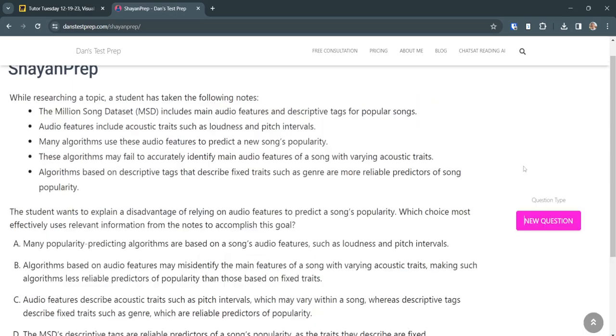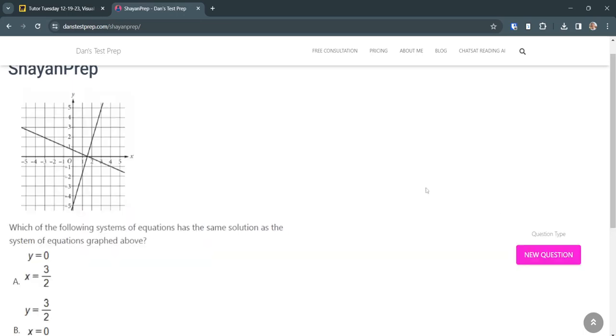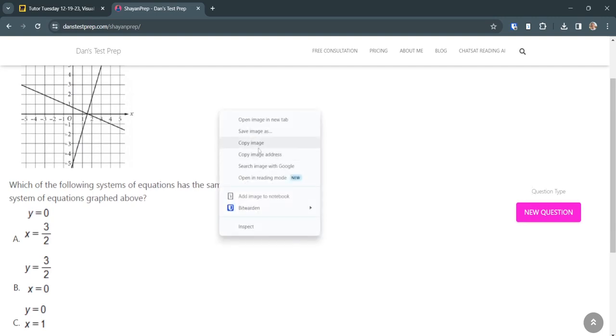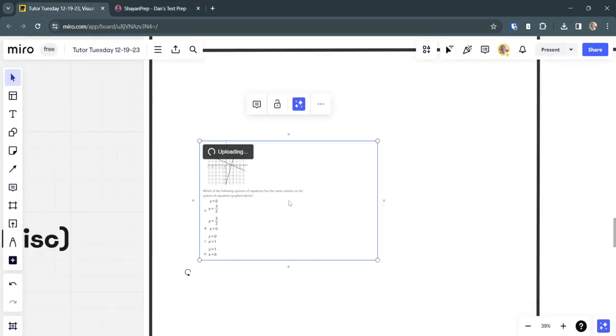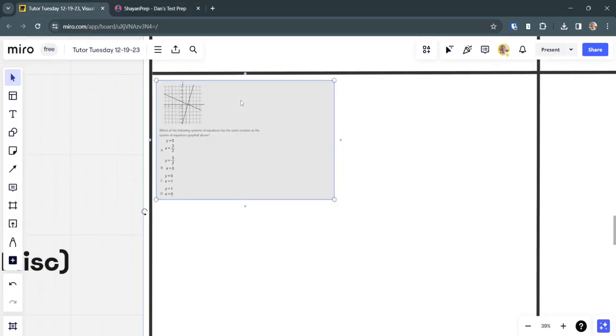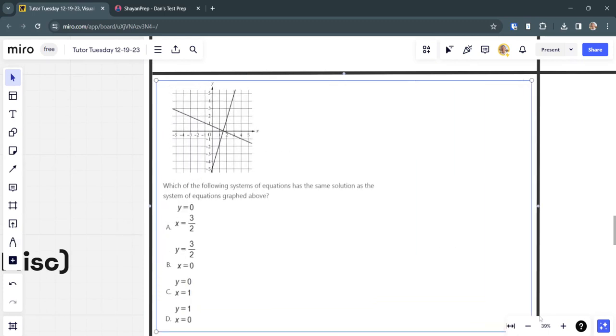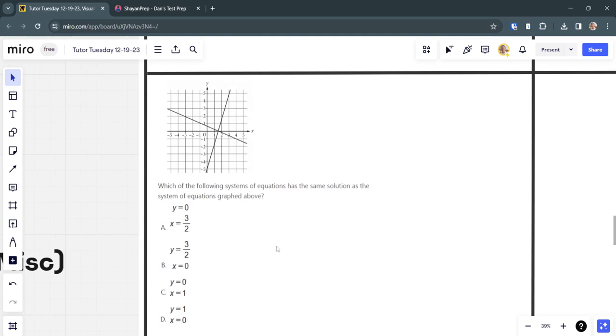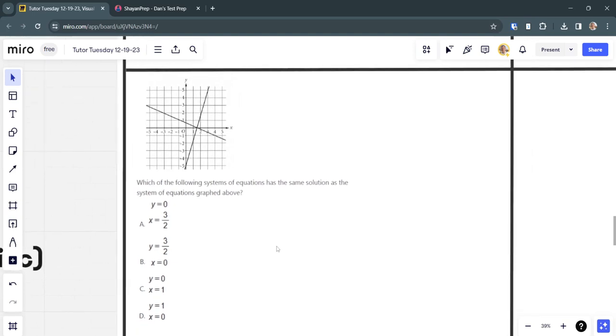So we just did reading. Let's try to find a math question. This one is interesting. It's asking which of the following systems of equations has the same solution as the systems of equations graphed above. I'm going to give you guys a second to try to figure this one out. Maybe you can give me any ideas you have in the chat.